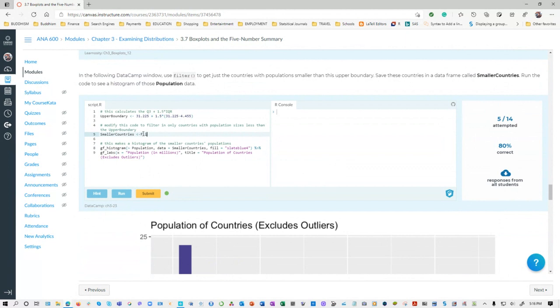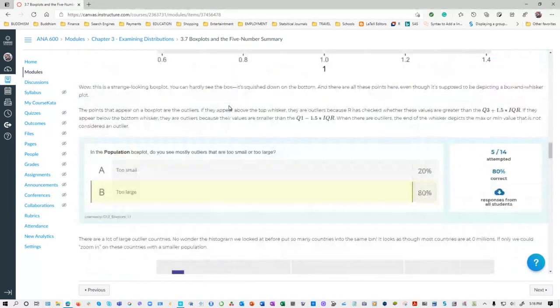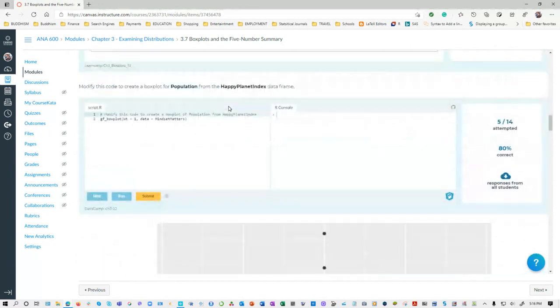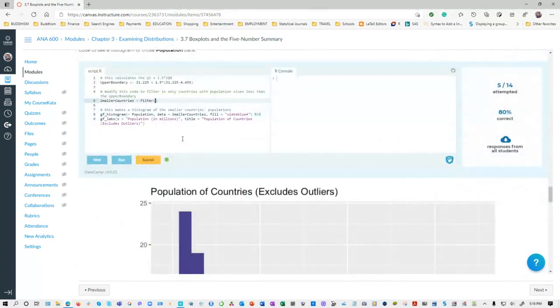You're going to go to filter, then you're going to go to the data set, the name of the data, population data. And the population data is coming from what data set? The Happy Planet Index. For that one, you're going to say certain conditions, and you go to the population, population, okay, population.